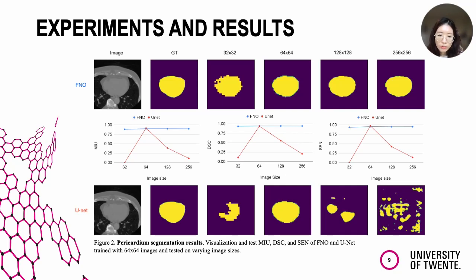So in this slide, we can see the results of the pericardium segmentation. Basically, we have the CT scans on the left side, and then the ground truth of the dataset, and then the predictions of 32 by 32 pixels to 256 by 256 pixels. So we can see in these datasets, our FNO model maintains quite stable performance in mean intersection over union, dice similarity coefficient, and also the sensitivity compared to the UNet models.